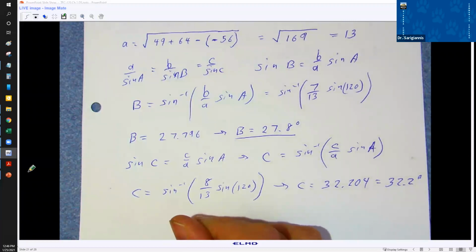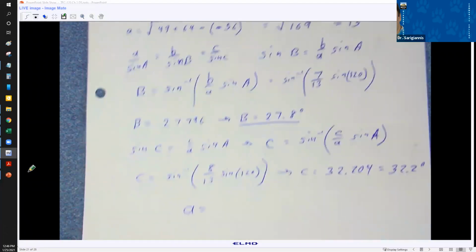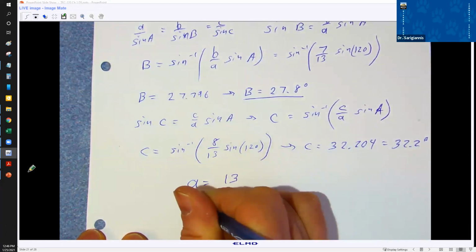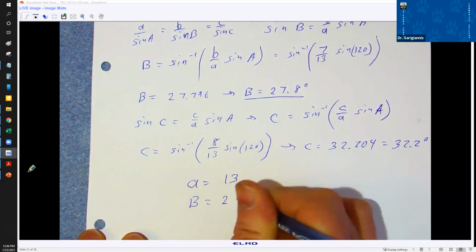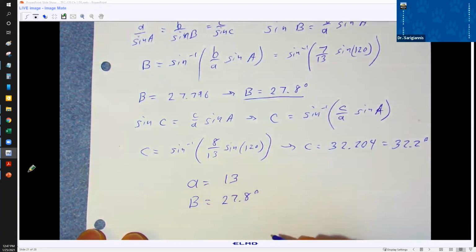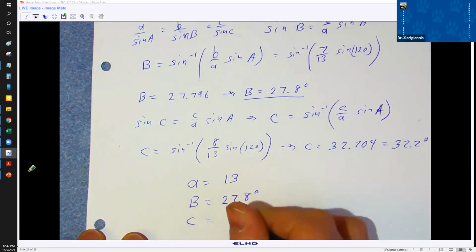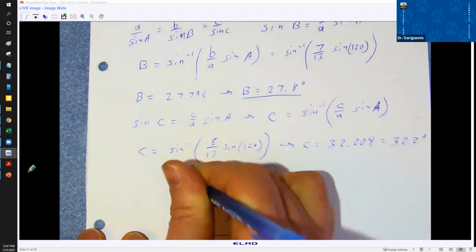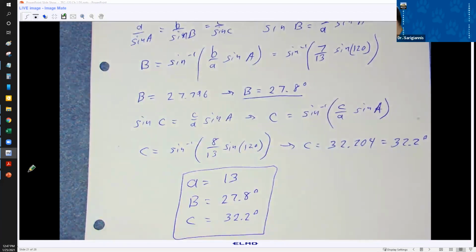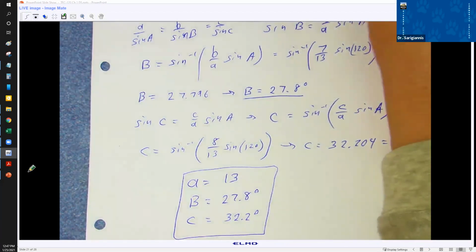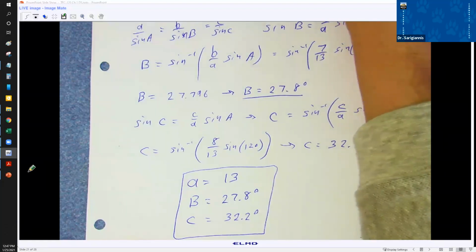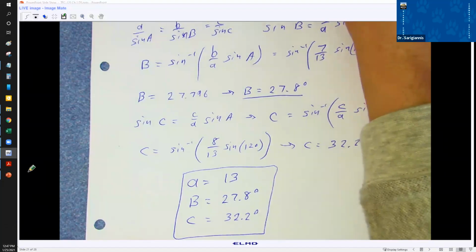So we've got A equals 13, B is 27.8 degrees, C is 32.2 degrees. And I could write those on the triangle as well. What do I have? B 27.8. 32.2.